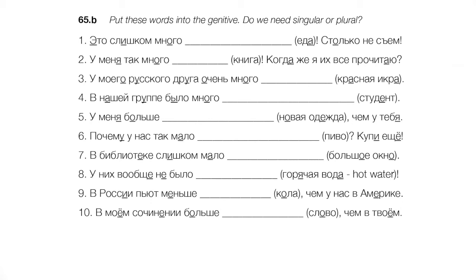Number two, I have so many books. Okay, so this is obviously something we can count. У меня так много книг, right? So much of books, genitive plural. Когда же я их все прочитаю? When will I read all of them?